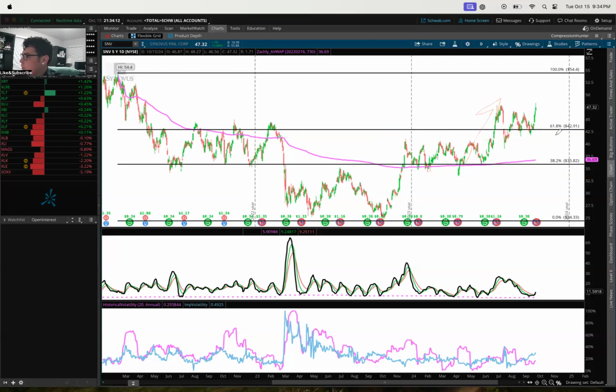And look at what we're doing right now. We're doing the exact same thing almost, right? We're now reclaiming a new Fibonacci level, forming another flag pattern here, sideways consolidation, breaking out to the upside.